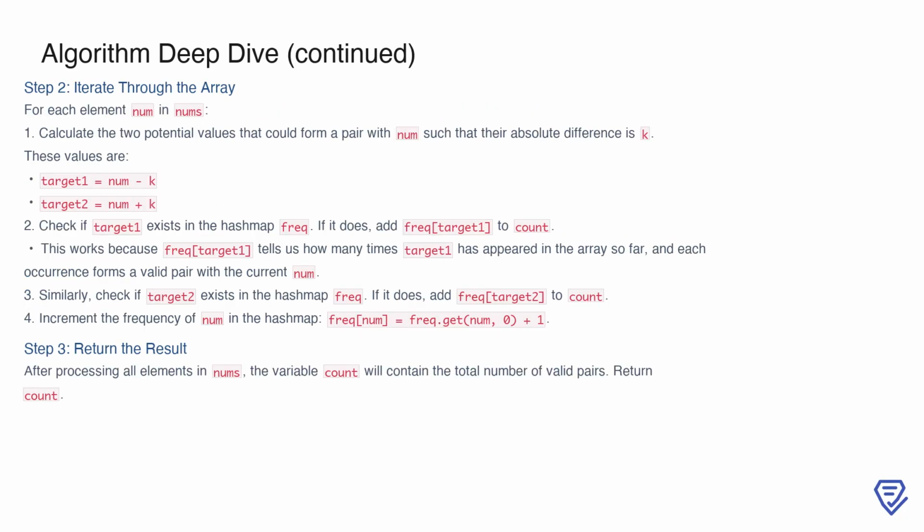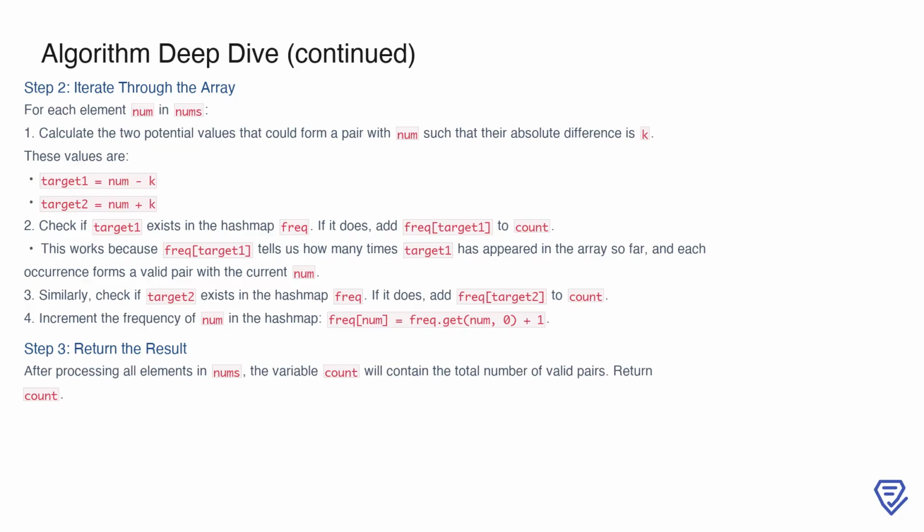The next step is to iterate through the array and process each number one at a time. For the current number, we calculate two target values that could form a valid pair with it. The first target is number minus k, and the second target is number plus k. These represent the two numbers that, when subtracted from or added to number, would result in an absolute difference of k. We then check if either of these targets already exists in our hash map.